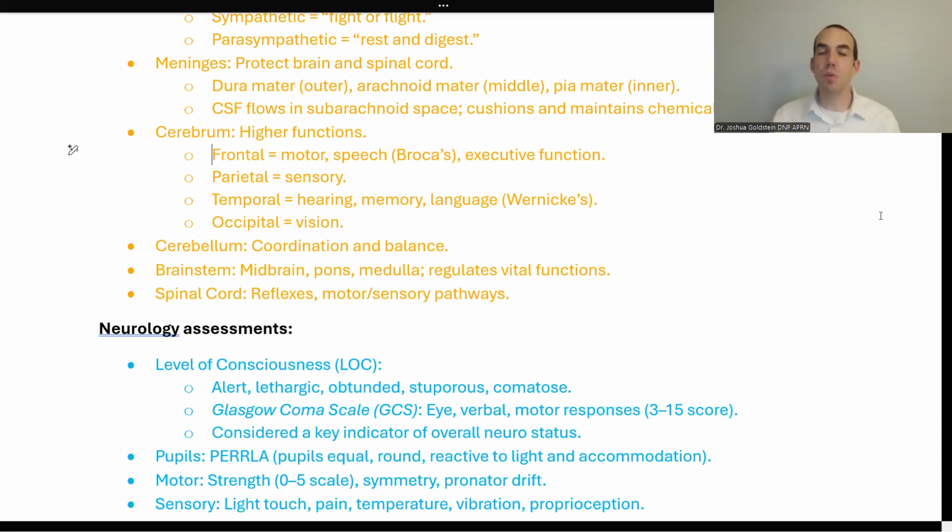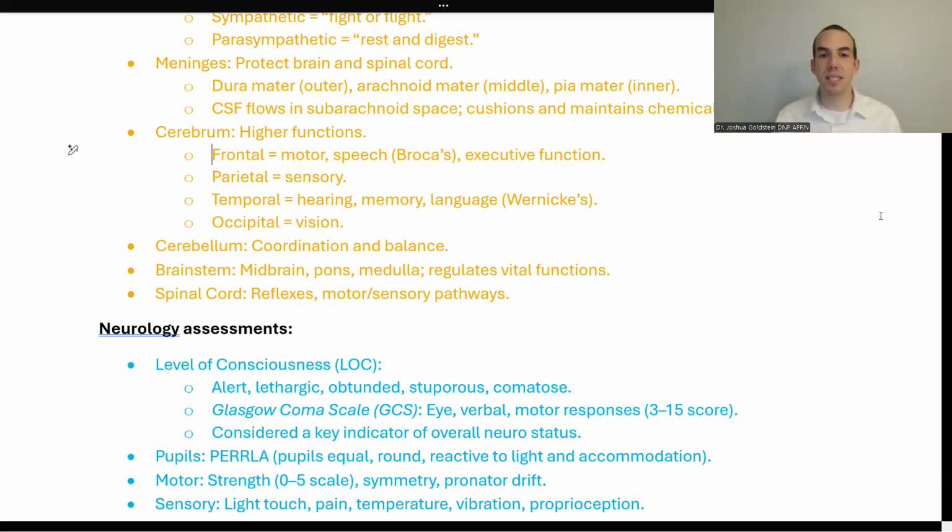Fixed and dilated is a really, really bad sign. If it's on one side of the brain, or if it's on one side in one pupil or in both, either way, it's a bad sign. But you could have, let's say, the left pupil's fixed and dilated, or the left pupil's blown, or you could have both pupils fixed and dilated bilaterally. That's usually a dead person.